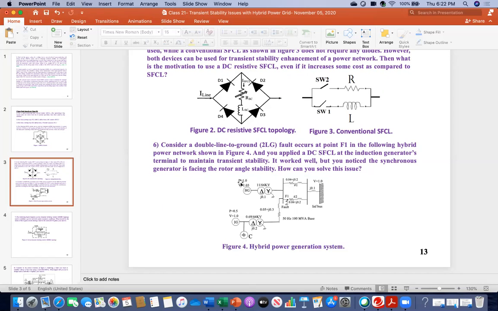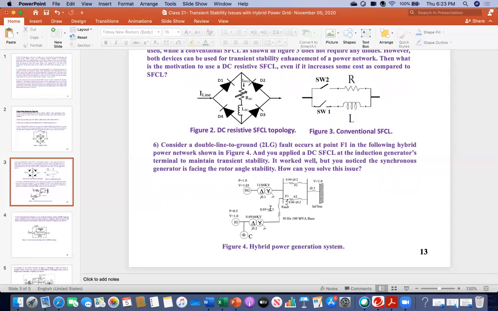But then you noticed the synchronous generator is facing a rotor angle stability issue, because it is a connected, integrated system. Because you connected the fault current limiter here, it worked. This generator looks fine. After installing, you are looking at the profile everywhere. What is the voltage here? What is the power here? What is the speed? Then you notice that the synchronous generator is facing rotor angle instability; it is oscillating. So how can you solve this issue?